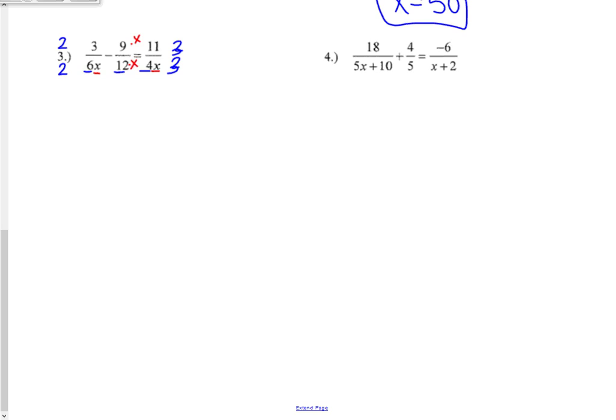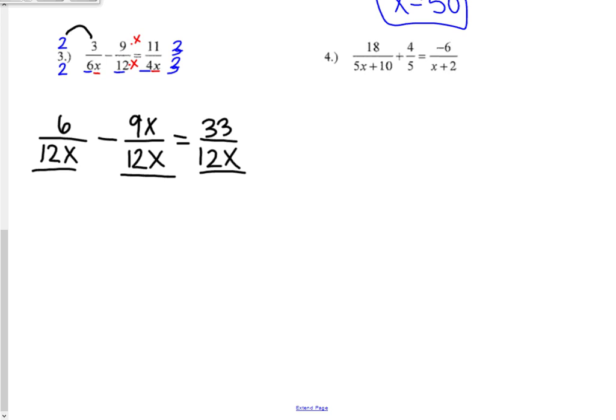So now when I simplify, my first fraction I'm multiplying by 2. 2 times 3 is 6. 2 times 6x is 12x, so I have 6 over 12x. For my second fraction, I have minus 9 times x is 9x. 12 times x is 12x. For the third fraction, 11 times 3 is 33. 4x times 3 is 12x.